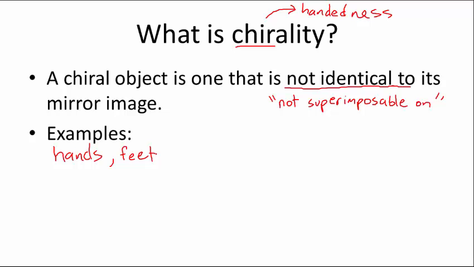Also, shoes are chiral. A left shoe and a right shoe. They're not identical, but they are mirror images of each other. Most winter gloves are chiral.